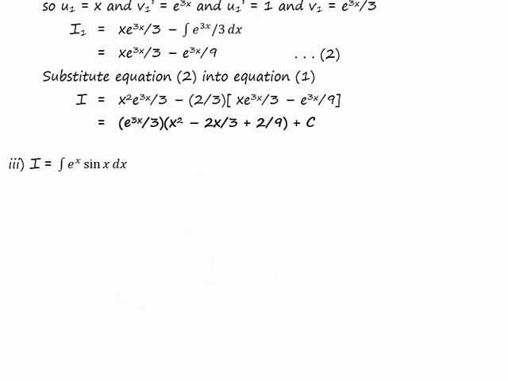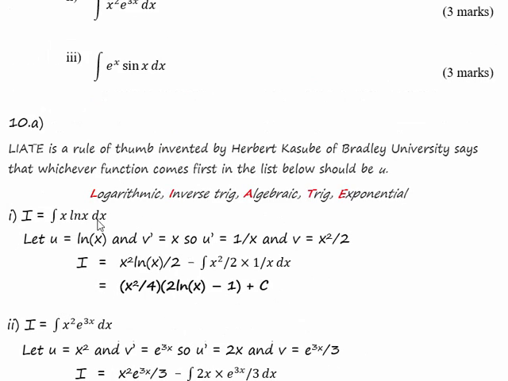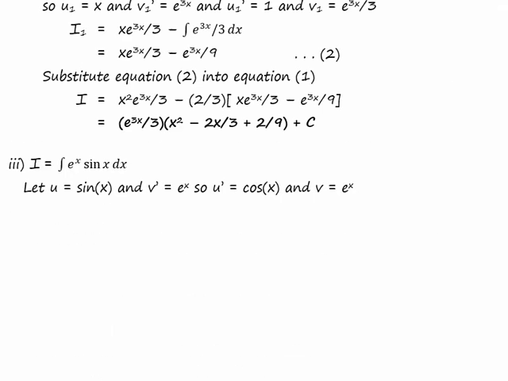Part 3. Again, we're going to do integration by parts, so let's remind ourselves about the LIATE rules. We don't have a logarithmic term, we don't have an inverse trig term, we don't have an algebraic term, but we do have a trig term, the sine x, so that's what our u is going to be. So let u equal sine x and dv dx equal e to the x. So du dx is equal to cos x and v is equal to e to the x. So I now becomes uv minus the integral of v du dx.